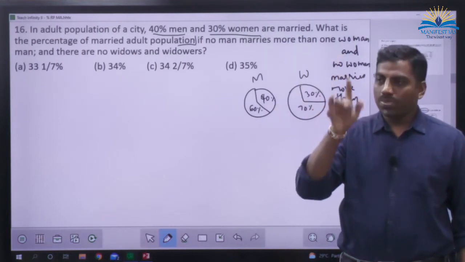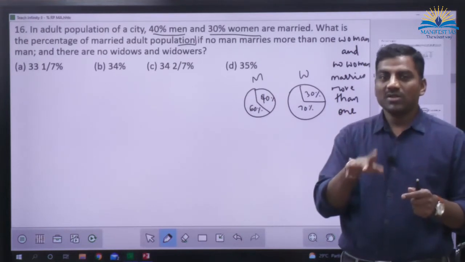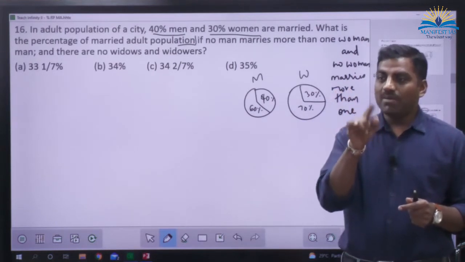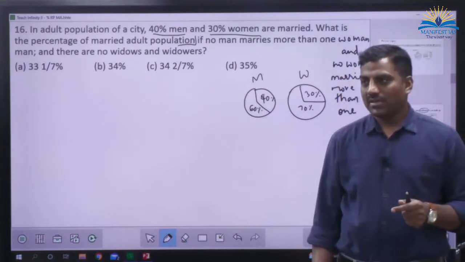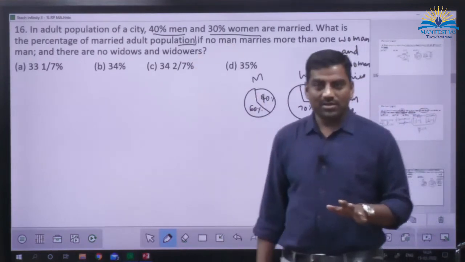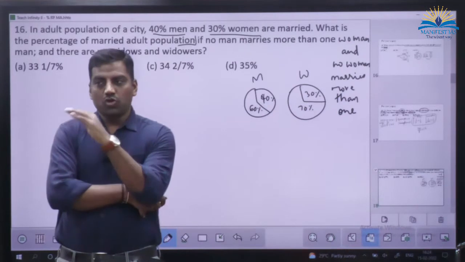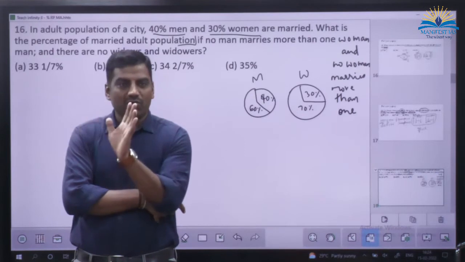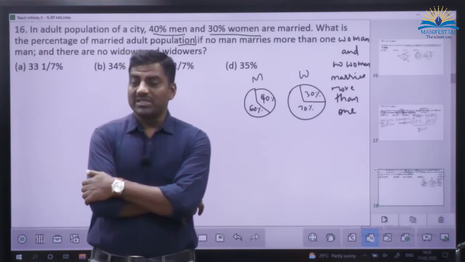And they have told, no man marries more than one woman. So there is no cross connection also. So it is purely couples. If you want to locate the married men and married women, you will locate one couple. Apart from the information that they have given, what does this mean? No man marries more than one woman. No woman marries more than one man. No widows, no widowers. What does that mean? What information is it giving to us?